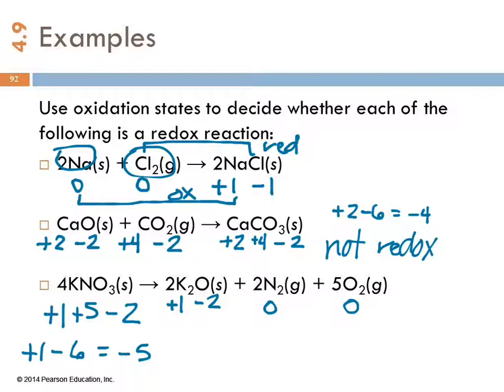Which element is the oxidizing agent? I'm going to think this out loud. The oxidizing agent is reduced, right? The oxidizing agent is reduced. Reduction is gain of electrons. If you gain electrons, your oxidation number goes down. So then I look for which one had an oxidation number that went down. It would be the nitrogen. So nitrogen is the reducing agent.